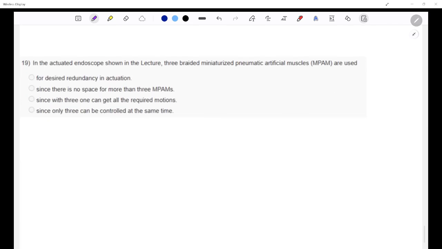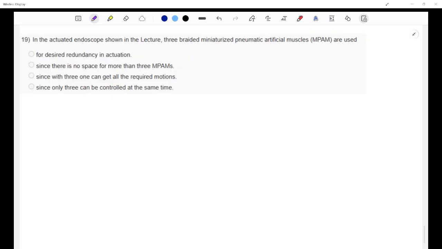Let's move to the next question. In the actuated endoscope shown in the lecture, 3 braided miniaturized pneumatic artificial muscles are used for desired redundancy in actuation. Since there is no space for more than 3 MPMs, since with 3 one can get all the required motions, since only 3 can be controlled at the same time.